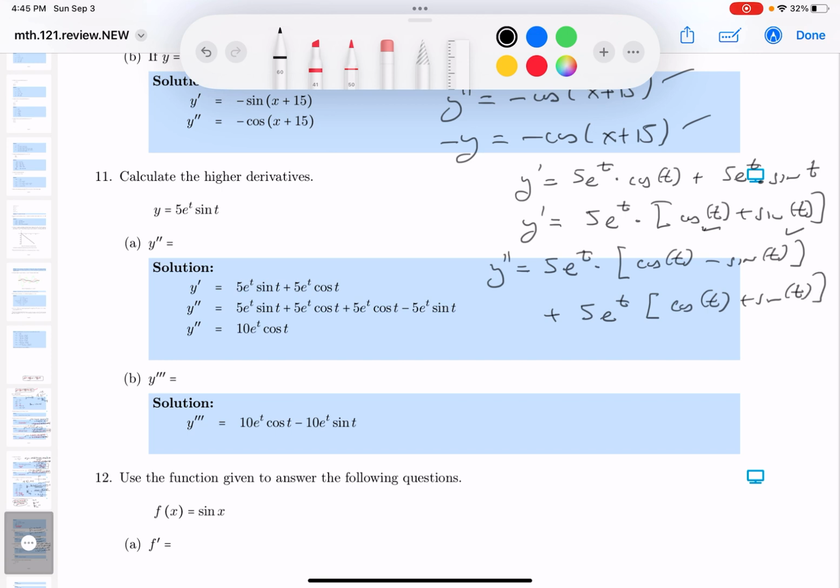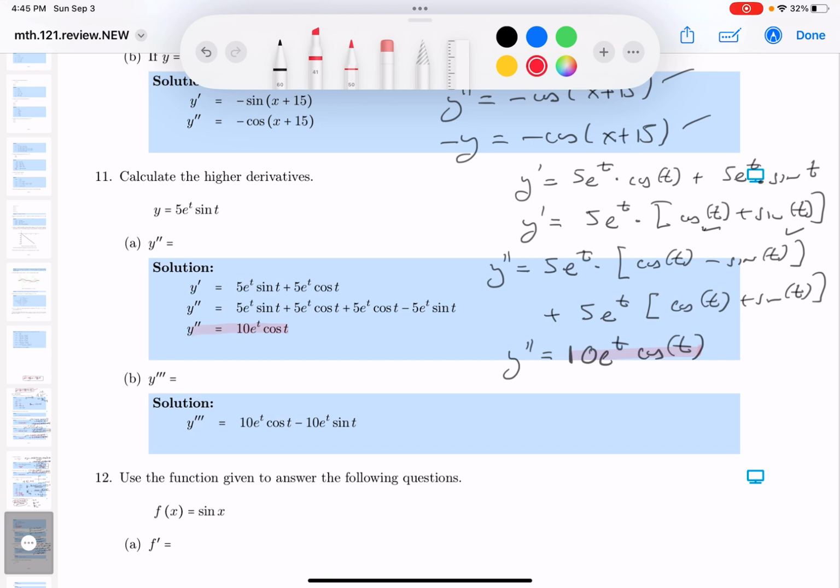Well, this isn't so bad to do. Looking at it, I'm going to say y double prime, you could add these things together. You'd have 5 e to the t cosine t plus 5 e to the t cosine t, which is 10 e to the t cosine t. That's not so bad. And then the sines just disappear. You have 5 e to the t sine t minus 5 e to the t sine t. So second derivative we got. All right, that wasn't so bad to get. It's right over here.